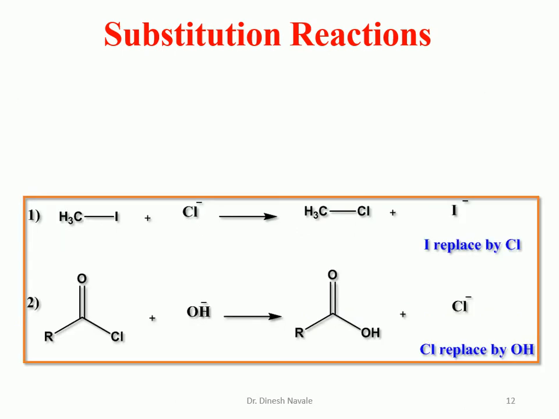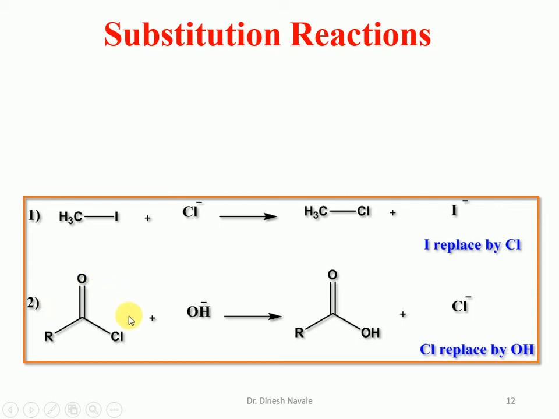There are other substitution reactions like that. We have methyl iodide, which on reaction with a halide like chloride will give methyl chloride, and iodine is removed. That means iodine has been replaced by chlorine. In another way, we can say iodine has been substituted by chlorine. So this is a simple substitution reaction by a nucleophile.